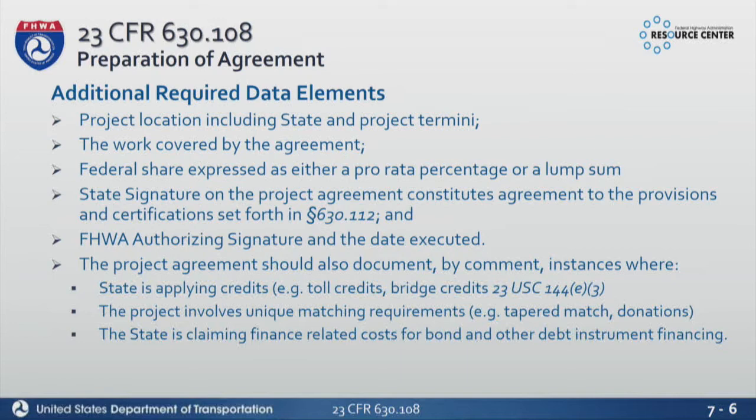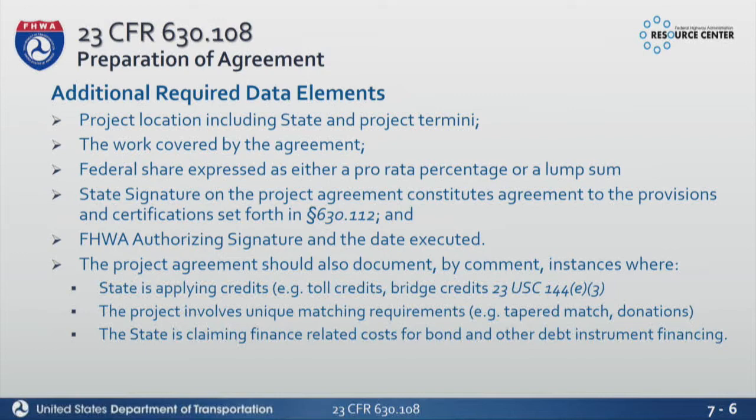What work is covered by the agreement? Oftentimes we see non-participating work. States might have some work that they very specifically choose not to participate in. It could either be because it's unallowable or you just choose to not have those costs participate. So we should be identifying and seeing all of the work that's going to be in the project, and what part of that is participating and what part's non-participating.